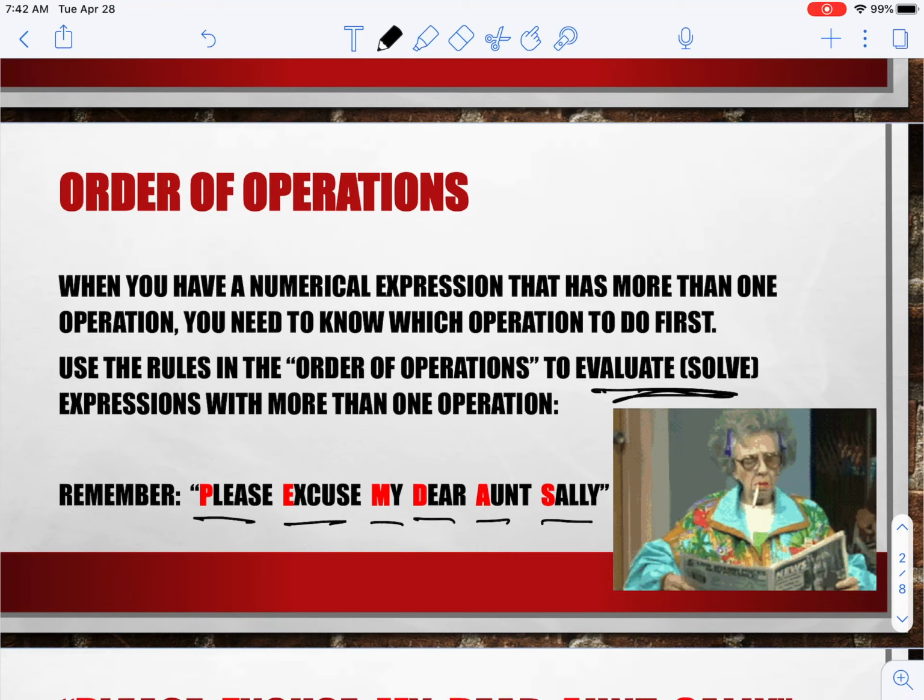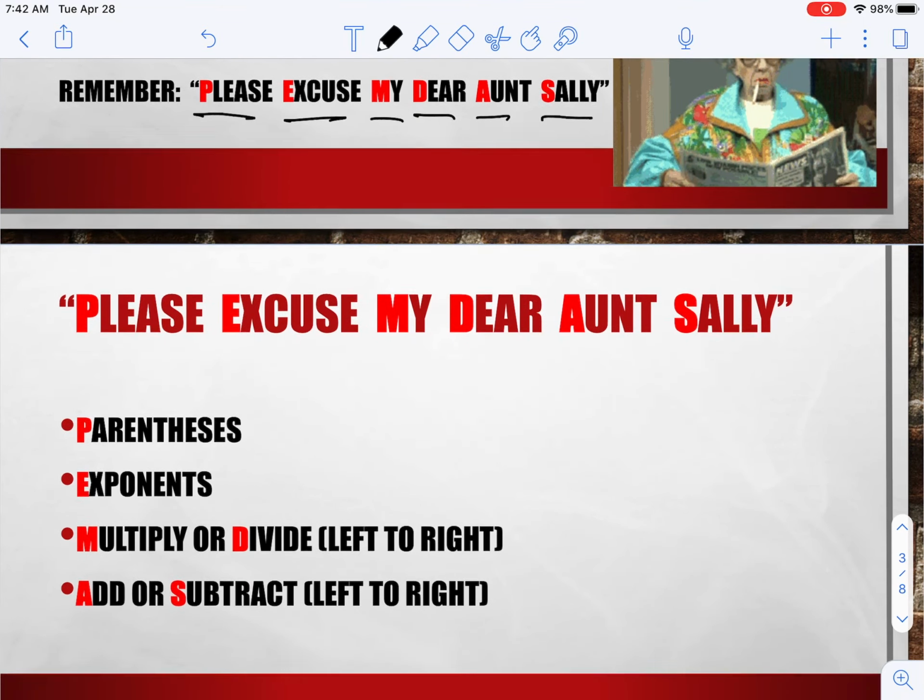So this is kind of like one of those, like when we're learning the order of planets, we have a silly sentence to go with that. Well, with the order of operations, we have a silly sentence to go with that. And it is pretty well known by a lot of math teachers. Everybody uses this mnemonic expression.